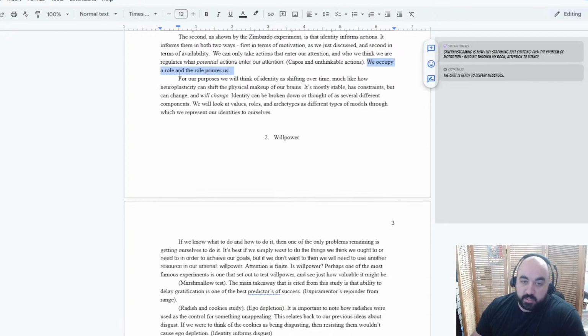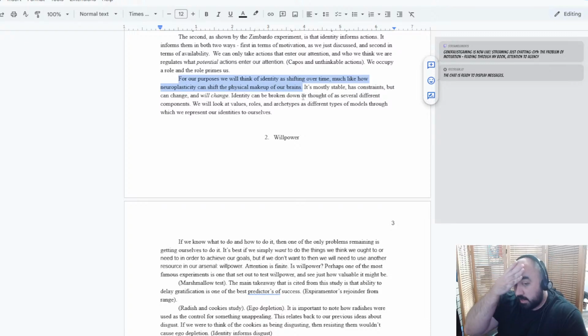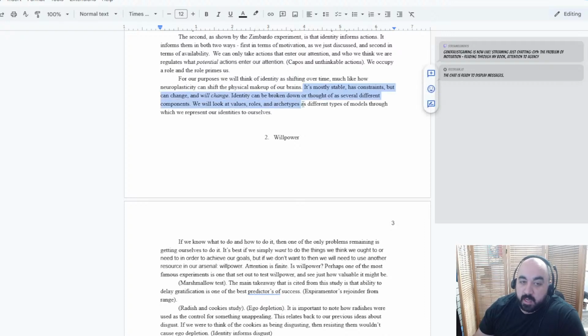For our purposes, we'll think of identity as shifting over time, much like neuroplasticity can shift the physical makeup of the brain. I think it not only shifts over time, but is actually hugely context-driven, because the social context in which we find ourselves often informs the identity we assign to ourselves. If we're in a supermarket, we're a supermarket customer, and we enter that role. When we're at work, we're whatever our profession is. When we're with our parents, we're our parents' kids. So it's not just that it shifts over time and is a beacon of who we are that happens to move, but is highly malleable depending on social situation. It's mostly stable, has constraints, but can change and will change.